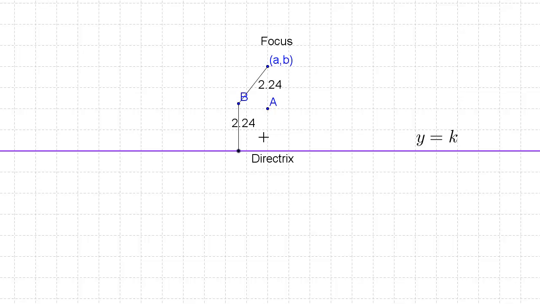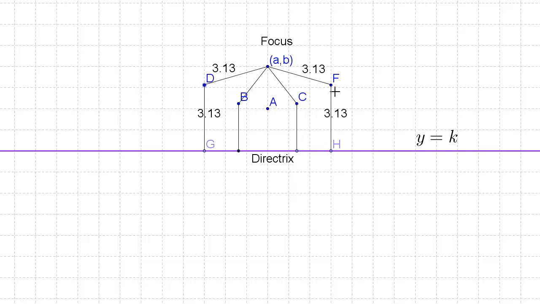So here I found that point. It's exactly 2.24 away from both the focus and the directrix. And again, it's got to be perpendicular here because that's the shortest distance. That's how we measure it. And we can reflect that across the axis that goes through the focus and the directrix over to this point C that is also equally distant from the focus and the directrix.